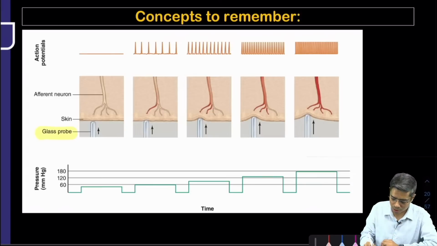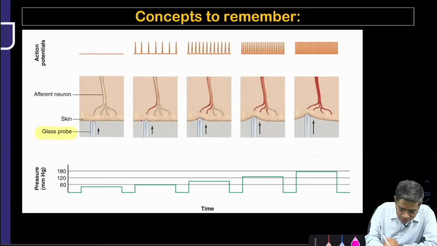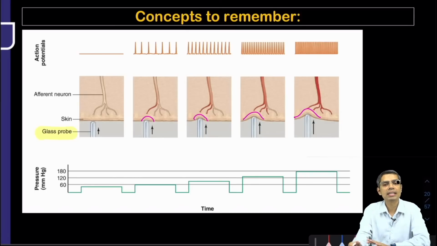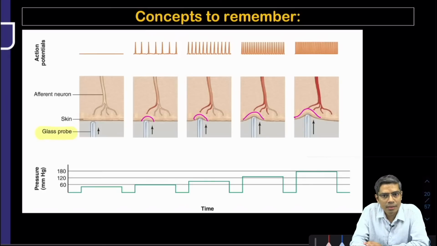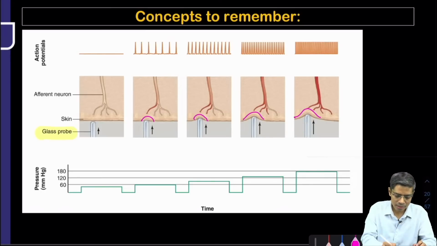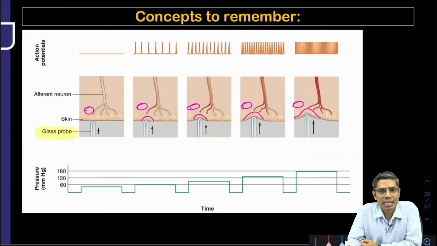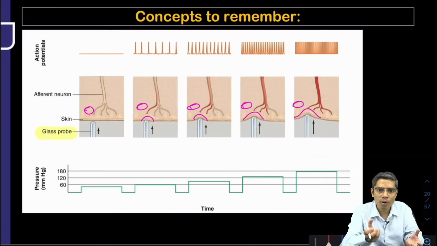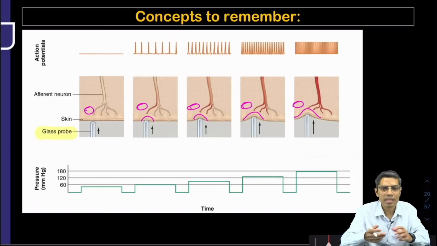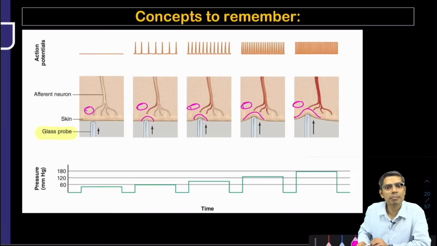So, you are basically giving some indentation on the skin. The more pressure you give, the more indentation you create on the skin. This indentation means the mechanoreceptors present just below your skin, it may be Pacinian corpuscle, Meissner's, Merkel's, any receptor, are going to be mechanically deformed. That is why we say that it is going to stimulate the mechanoreceptor.